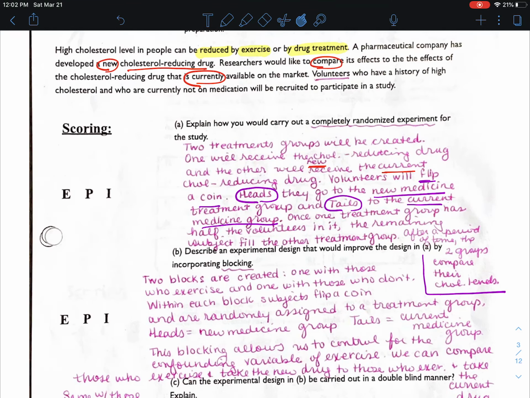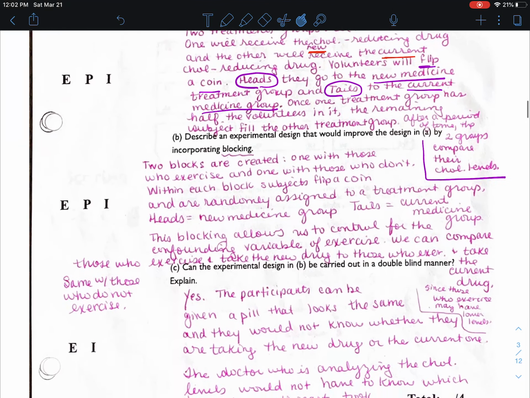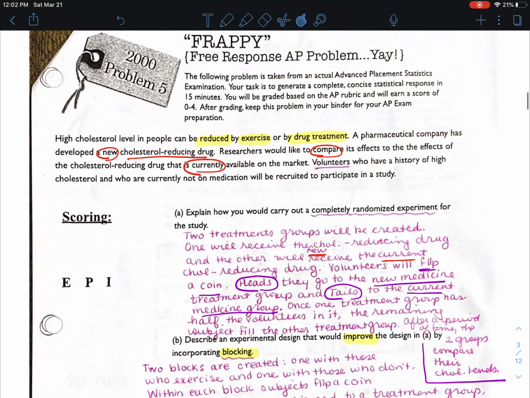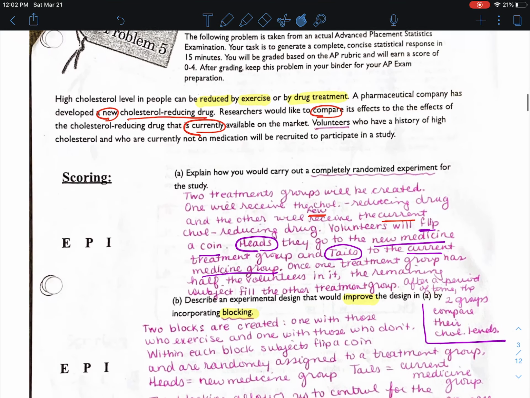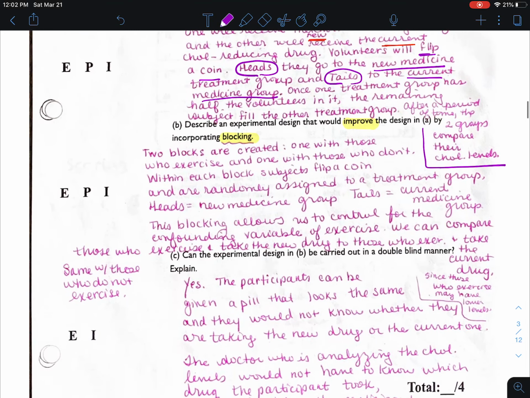Okay, so that would be a completely randomized experiment. Now it says describe how an experimental design could be improved if we incorporated blocking. Now remember back at the beginning, it mentions that people that exercise could reduce your cholesterol level somewhat. So what we might want to block by is we might want to split the group into one group who exercises and one who doesn't.